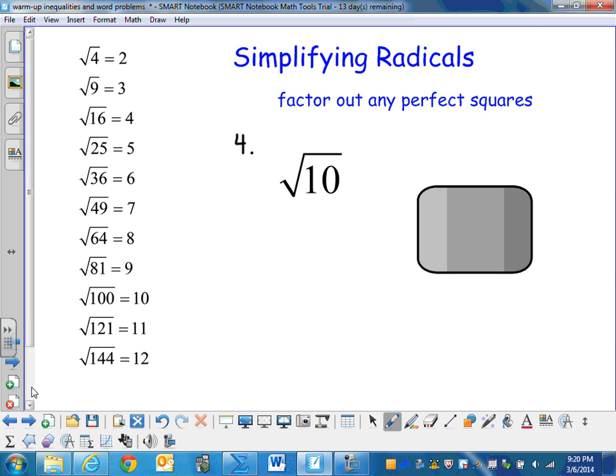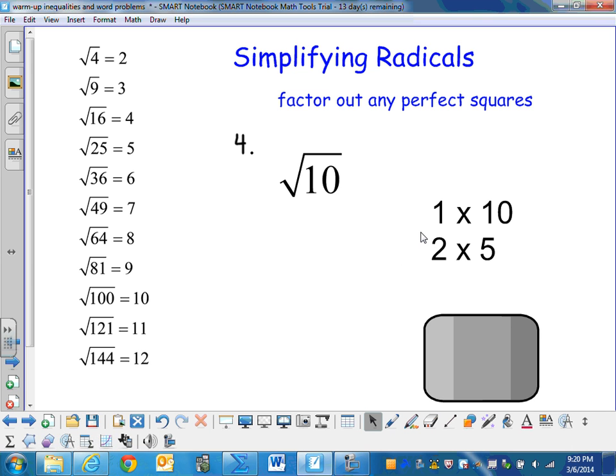Simplify the square root of 10. 10 is not a perfect square, so we need to look at the factors of 10 to determine if there's a perfect square we can factor out. The factors of 10 are 1 times 10 and 2 times 5. There are no perfect squares that are factors of 10, so the square root of 10 is in simplified form.